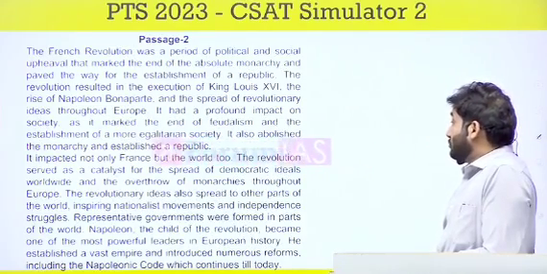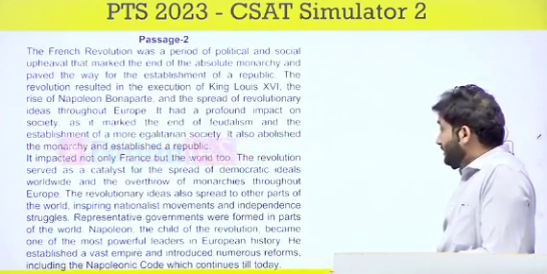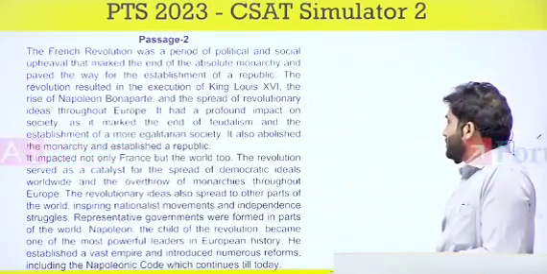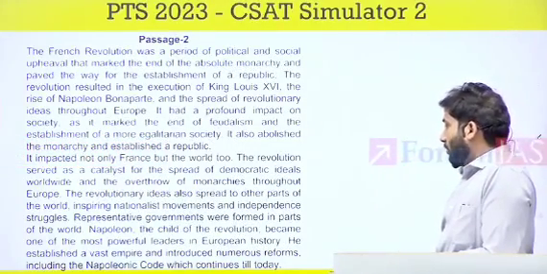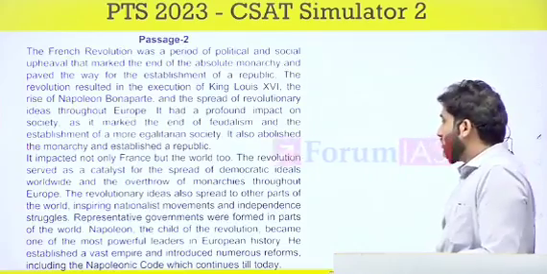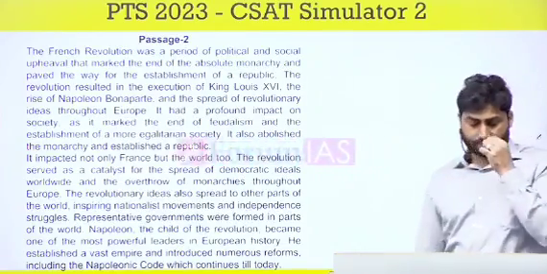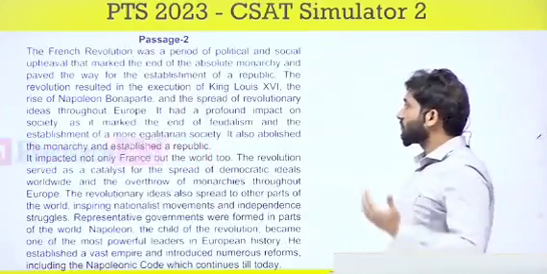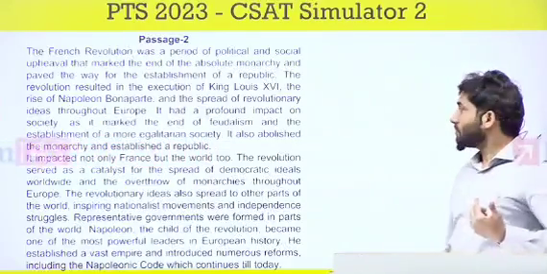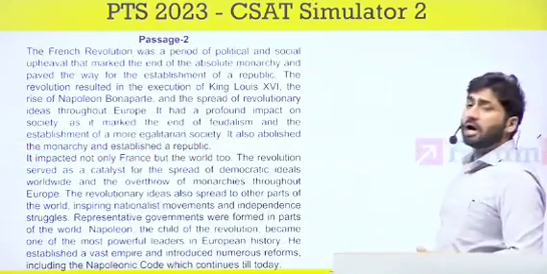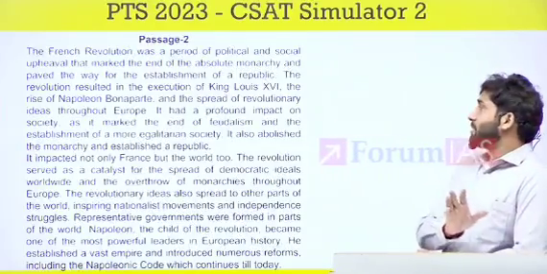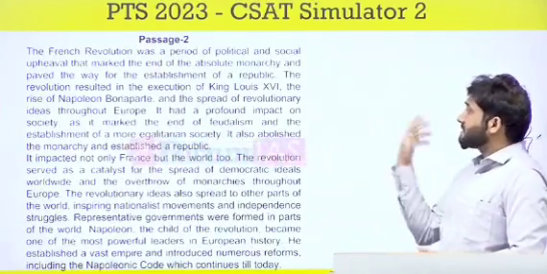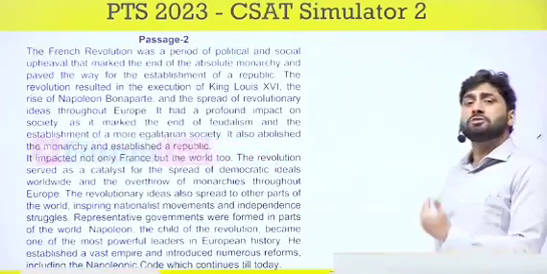Napoleon, the child of the revolution, became one of the most powerful leaders in Europe in history. He established a vast empire and introduced numerous reforms, including the Napoleonic Code, which continues till today. Right? So you see now, in the context of the French Revolution, what changes it brought. This is what is being discussed, and how the transformation from monarchy to republic happened, and how these ideas actually spread throughout Europe.